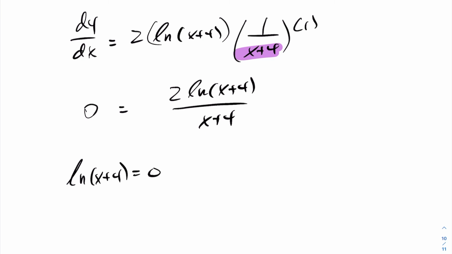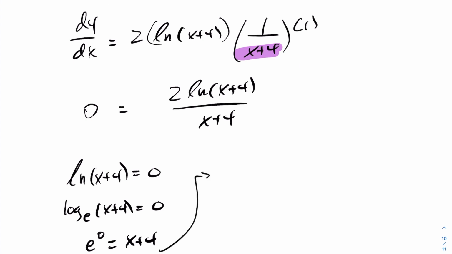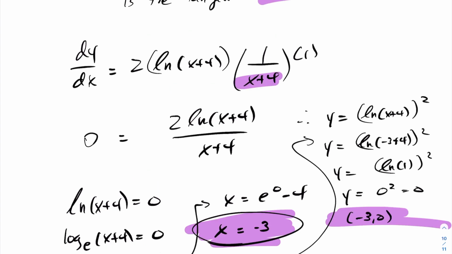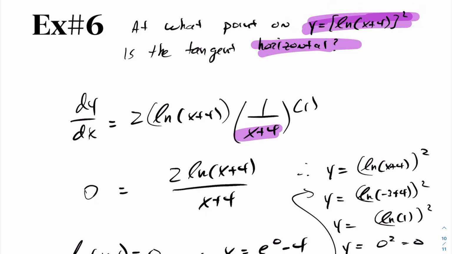Well, when is the ln of x plus 4 equal to 0? Recall your ln is just a logarithm of base e, and solving this logarithmic equation, this would be equivalent to e to the 0 is x plus 4, in which case x is e to the 0 minus 4, so x is equal to negative 3. So now that I have my x value of minus 3, I can go ahead and sub that into my original function to find the corresponding y value. Subbing this in here, we end up taking the ln of 1, which is 0. So the point is negative 3, 0, where the curve, ln of x plus 4, quantity squared, is horizontal.